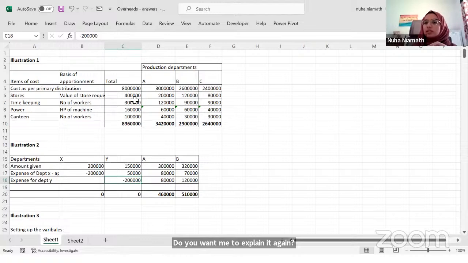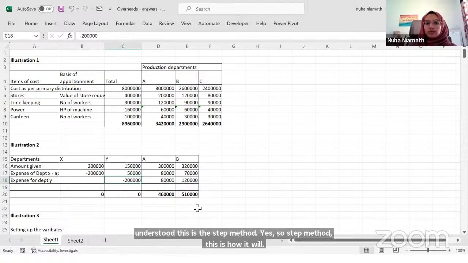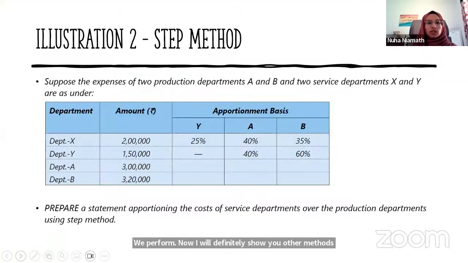Is it clear, everybody? Is there a doubt? Okay, how about the others? Okay. So I hope you've understood this is the step method. Yes. So step method, this is how it will be performed. Now I will definitely show you other methods also. Whatever is part of the syllabus will be illustrated here.